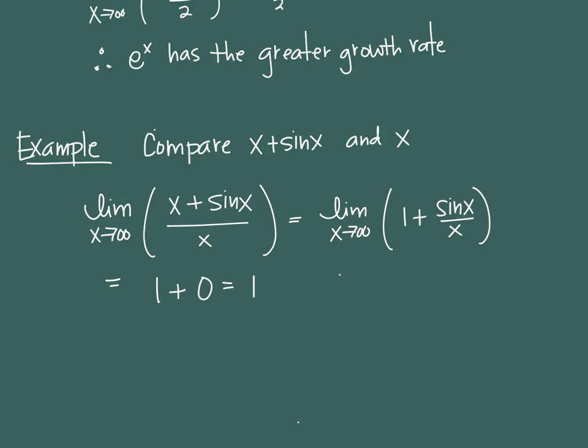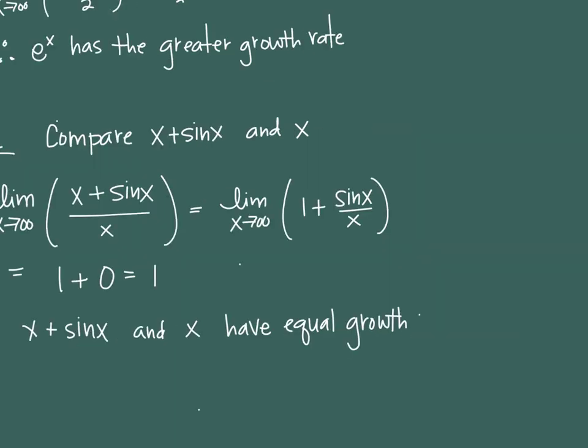So this thing would converge to 1, which would mean what about the original two functions? They have the same growth rate. Neither one has a growth rate that exceeds the other. So therefore, x plus sine of x and x have equal growth rates. All right.